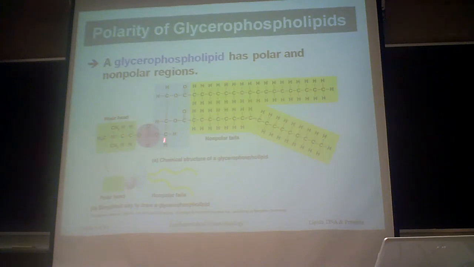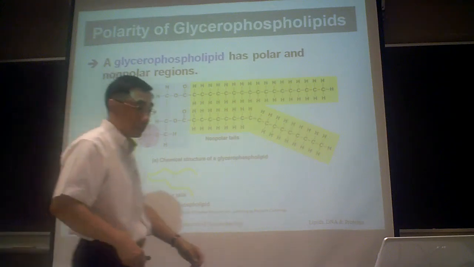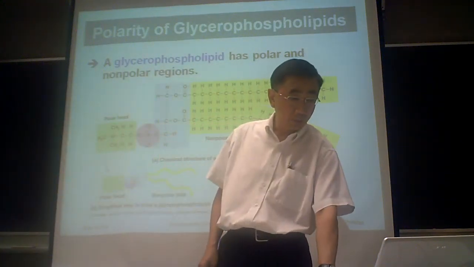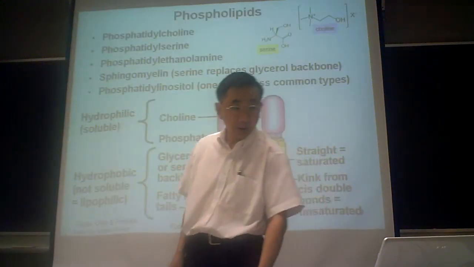And then here is the polar group. This nitrogen is very important because, depending on the pH, you can impose a positive charge group and a negative one. So those polar heads are very, very critical. Schematically, that's how you represent a phospholipid, or glycerol phospholipids, as shown here. It's one of the major components of a cell membrane.